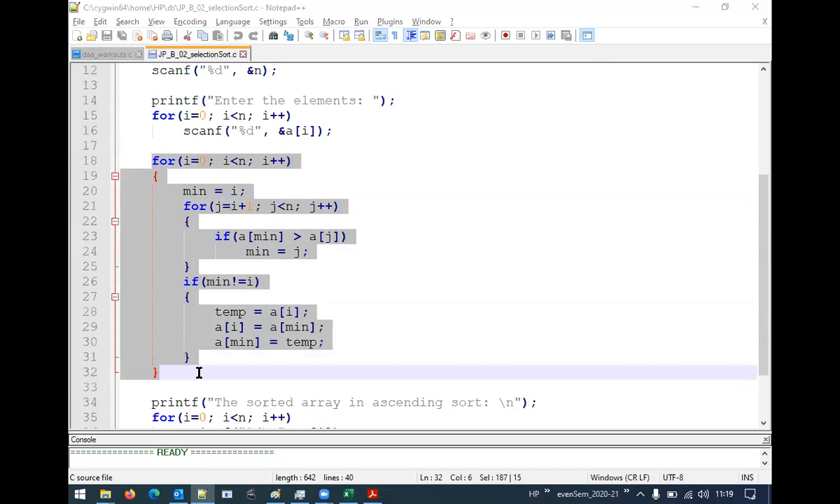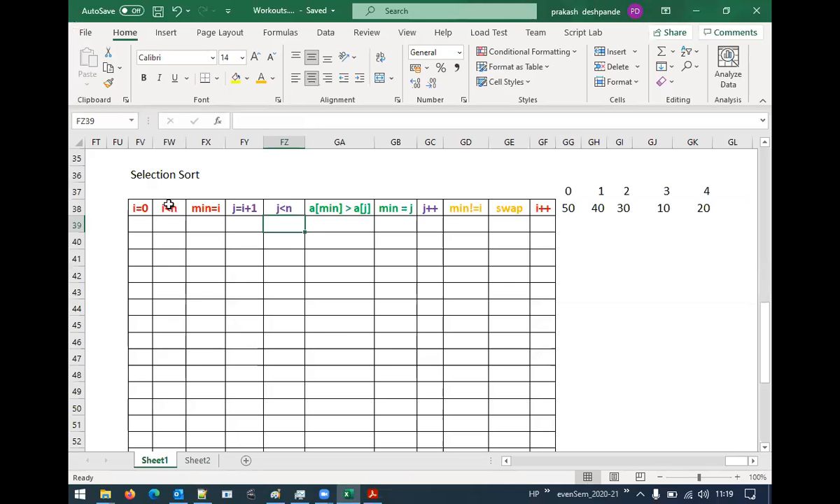Based upon this particular code, I have plotted the tabular format. Okay. Now, on this side, what I have done is that I have taken certain numbers: 50, 40, 30, 10, and 20. So what is the n value here? N means what? Number of elements in the array. How many numbers are there? 5 numbers. So n value is 5. And what are these 0, 1, 2, 3, 4? Index. Okay.